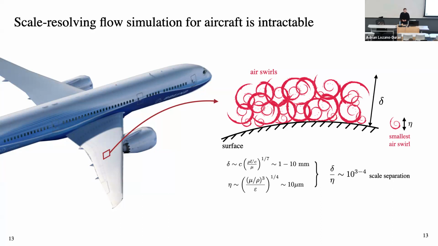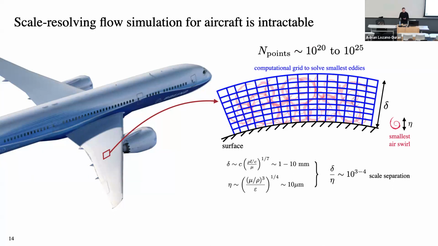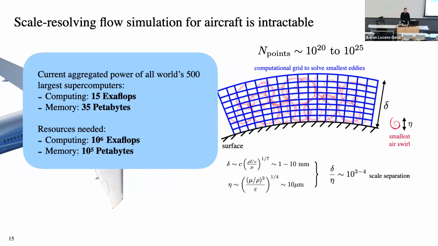So when you make the numbers of a grid that you will need to resolve all the smallest motions that you have in the flow and cover all the large scale of your problem, then you get something that could be 10 to the 20 or 10 to the 25 grid points. So if I'm allowed to have that grid, then I could solve my equations and it would be a reliable answer. But these numbers are very large, so typically we cannot afford that.